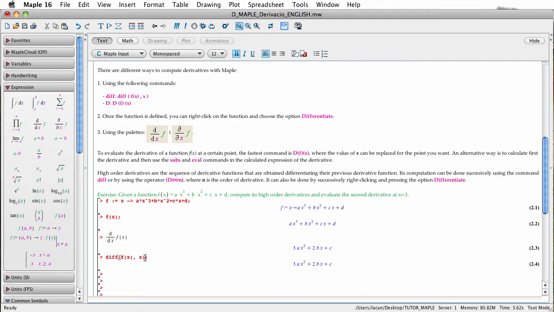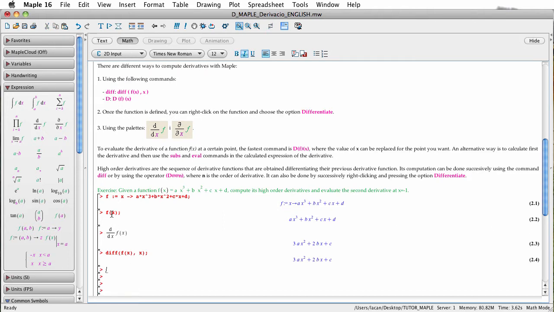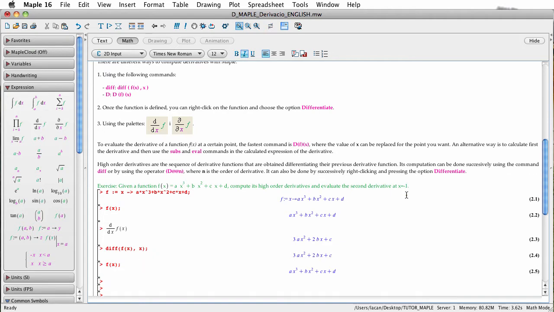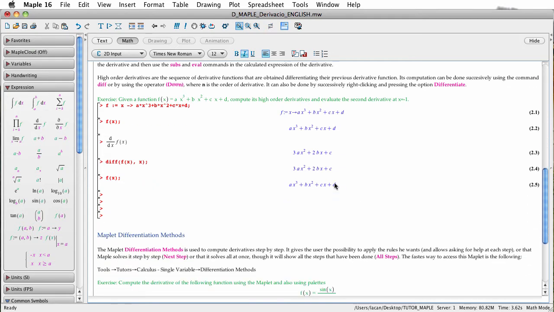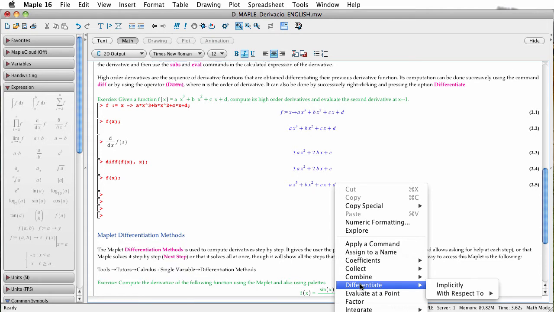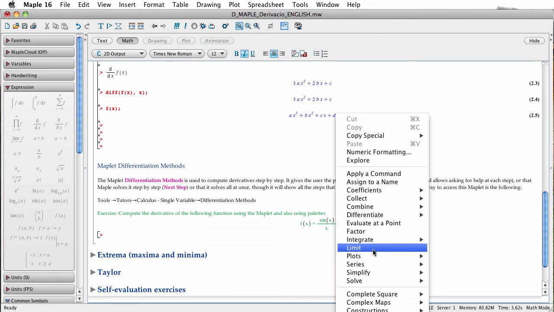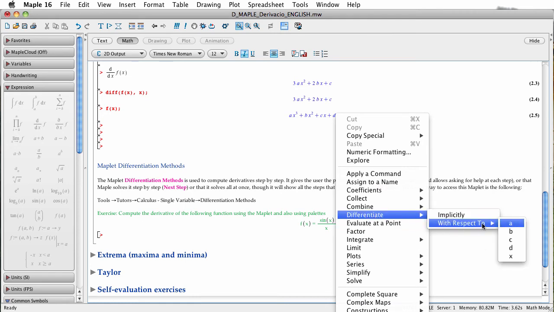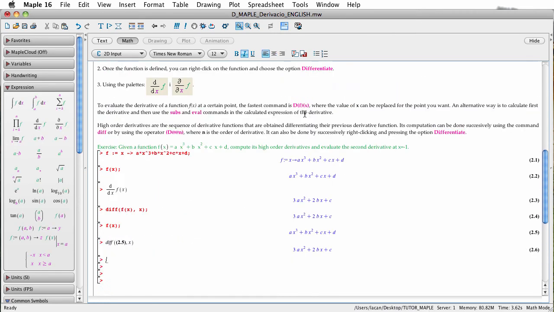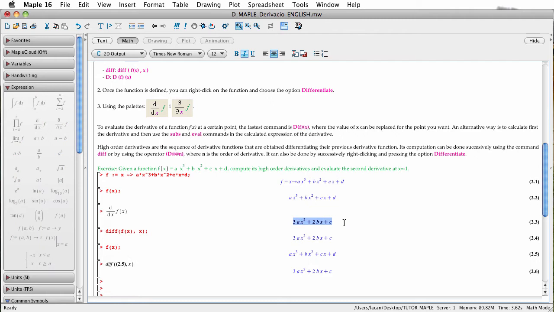then what you get is the diff command, diff of the function with respect to x. And so you have two different ways with the palette using the diff command, and there's another way which is just writing the function and then using the context sensitive menus, right click, differentiate with respect to x. Okay, right click, differentiate with respect to x. So you get the three same results, this one, and this one.